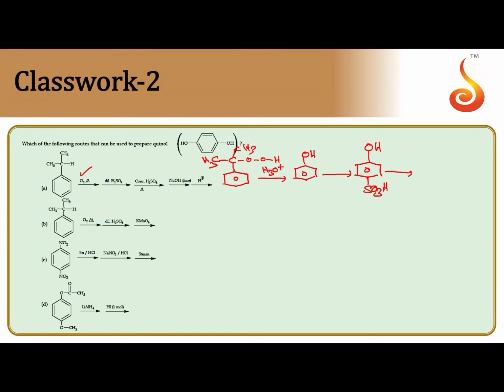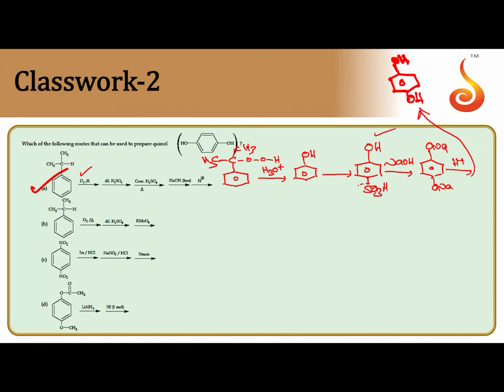After the formation of this, it is heated with sodium hydroxide. Fusion with sodium hydroxide, OH will undergo neutralization and SO3H also undergoes reaction with NaOH, forming the disodium salt. After the formation of this salt, it is subjected to acidification. So now we can get quinol. So this route is correct for the preparation of quinol.